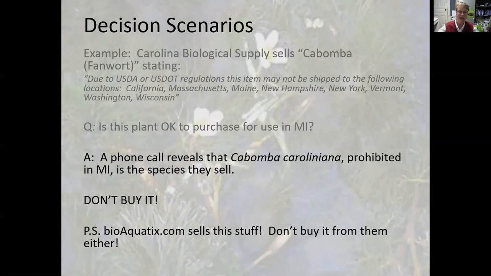And by the way, just so you know, there are some non-legitimate places online. I would trust Carolina. I'm sure some of you do. But again, they are relying on us as teachers to make sure that we are purchasing what is correct for our state. Bioaquatics sells this stuff too, and they probably don't have as many issues about shipping it. So don't buy it from them either.